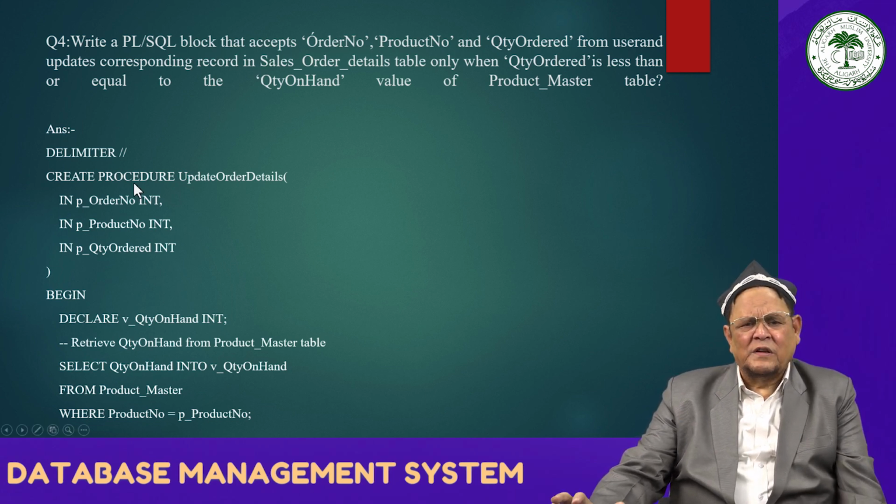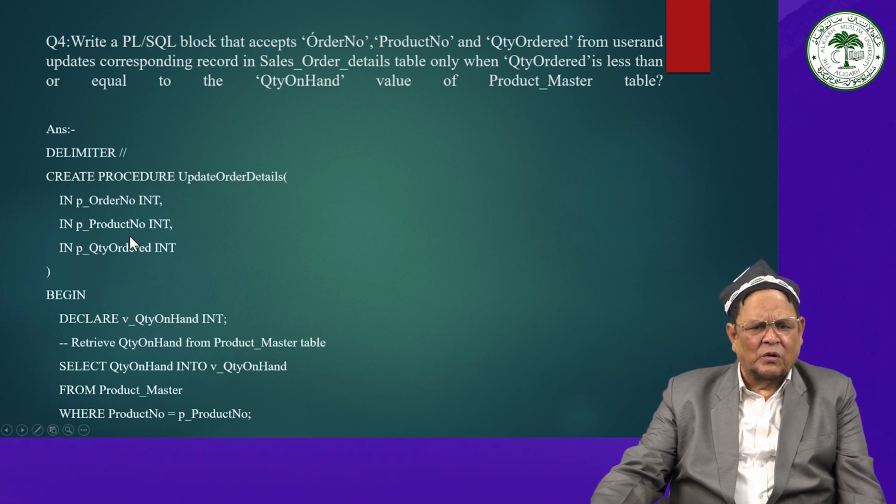Delimiter, create procedure. In the same way, you have to write procedure update_order_details, within brackets: IN p_order integer, IN p_product_number integer, and IN p_quantity_order integer. The parenthesis will be closed. In this way we can create a procedure. Then start with begin, declare.